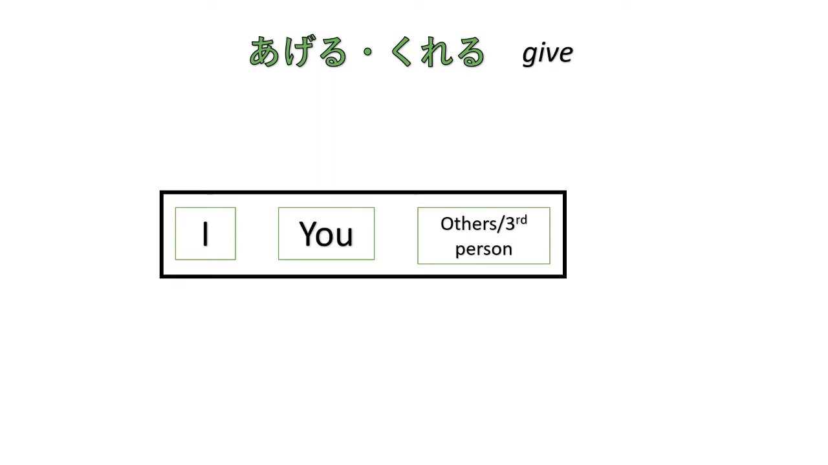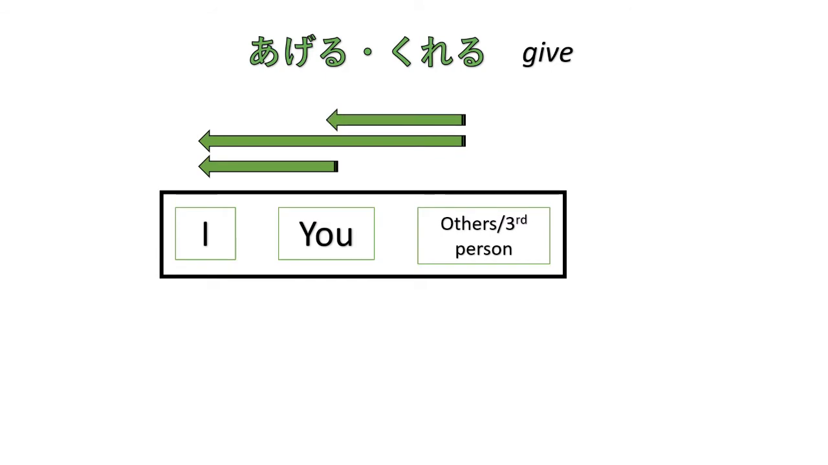Imagine this box here. It represents the relative psychological distances, with me at the very beginning, then you next to me, and all the others on the very end of the box. So when a thing moves towards me or towards you, here you to me, others to you, we use kureru.